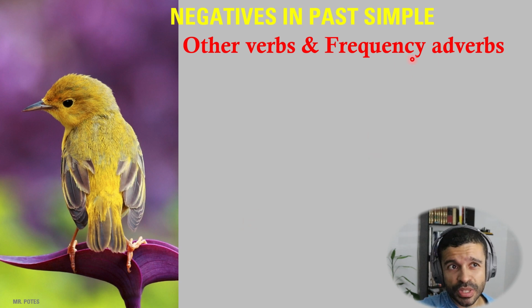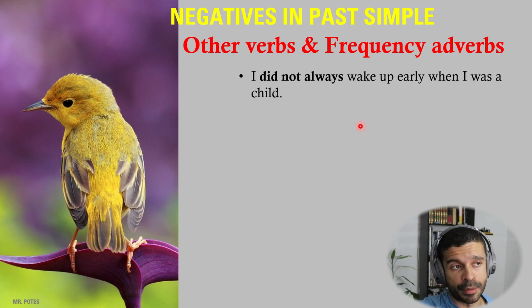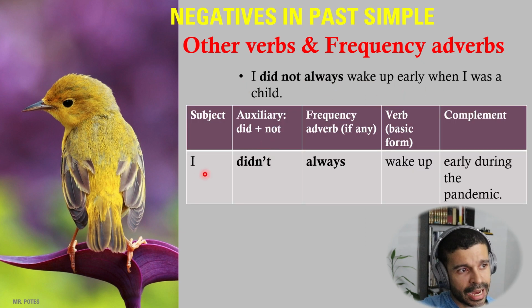As I said before, frequency adverbs are not very commonly used in past, but when they are, here is the position. I did not always wake up early when I was a child. I didn't always wake up early during the pandemic, also another example. But look at the position here. It goes right between the verb in the basic form and right after the auxiliary with the negative word not. So I didn't, then frequency adverb in the middle of these two verbs, the auxiliary verb and the main verb, and then the complement.